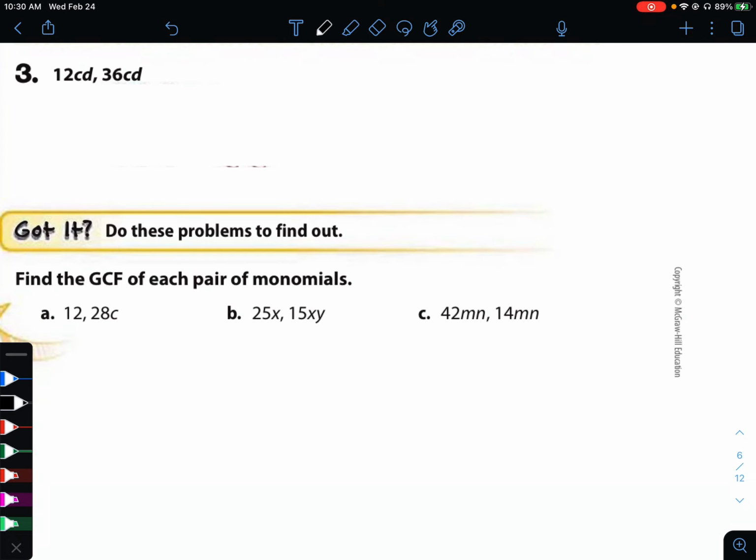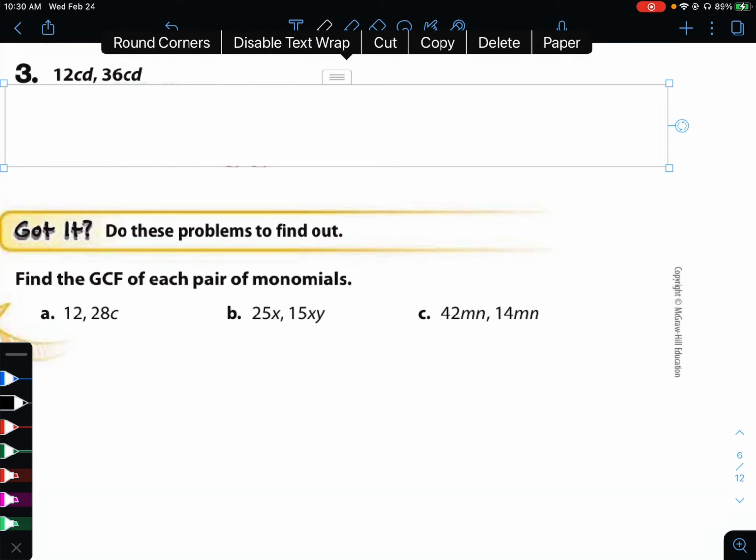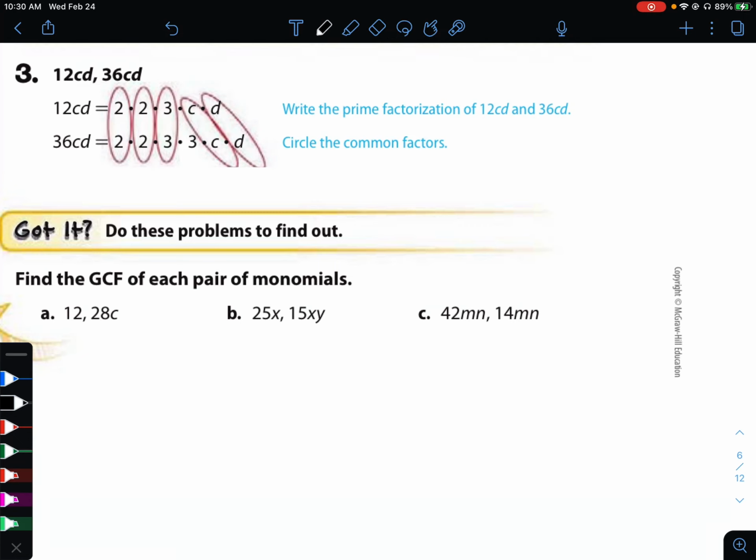Okay, number 3. Take a look at 12cd and 36cd. Again, we get the prime factorization of 12 and 36. According to our factor tree, the prime factorization of 12 from the last example is 2 times 2 times 3. And then you just add cd at the end.